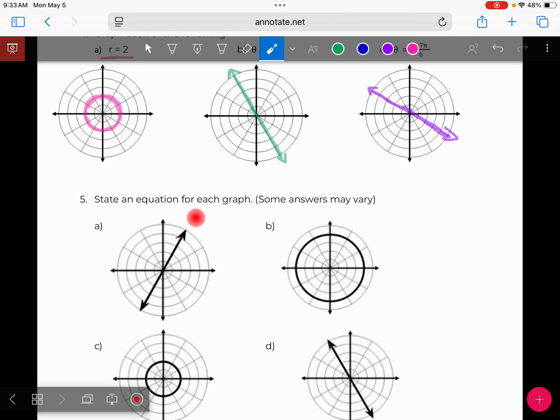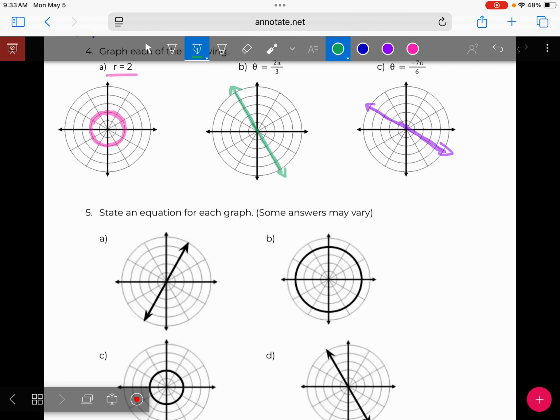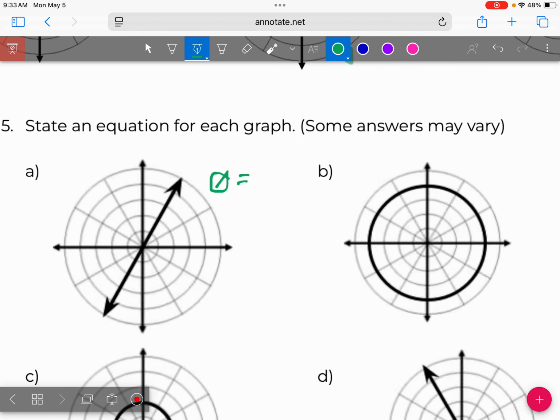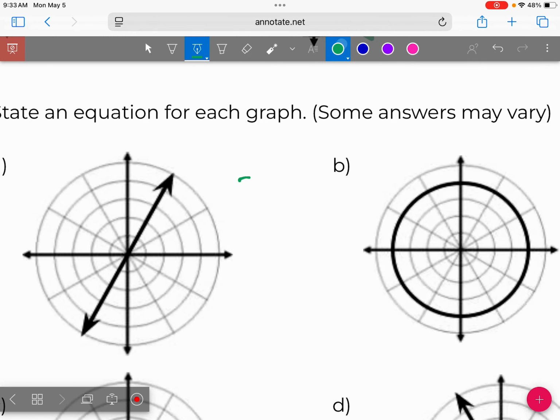So when we have lines, that means we're looking at pieces like this one where we have an angle. So it's going to be a theta equals. So A here is going to be a theta equals, but what angle is it going to be? What will our theta equal here? 60 is definitely a valid option. We could do theta equals 60 degrees. Or we could do pi over 3.